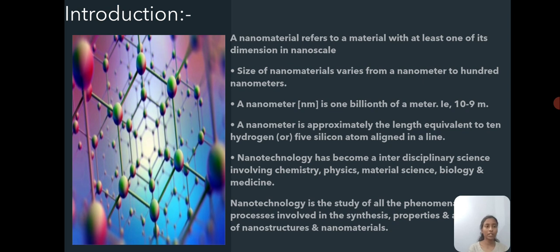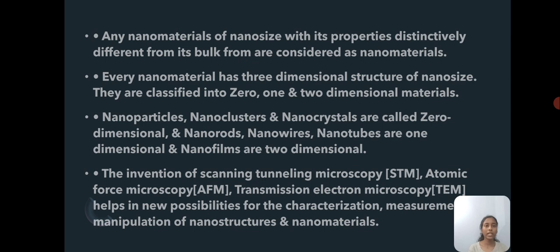Nanotechnology has become an interdisciplinary science involving chemistry, physics, material science, biology, and medicine. Nanotechnology is the study of all the phenomena and processes involved in the synthesis, properties, and applications of nanostructures and nanomaterials. Any material of nano size whose properties are distinctively different from its bulk form is considered a nanomaterial.